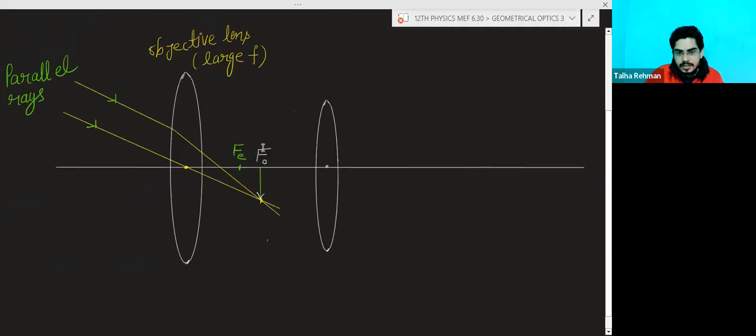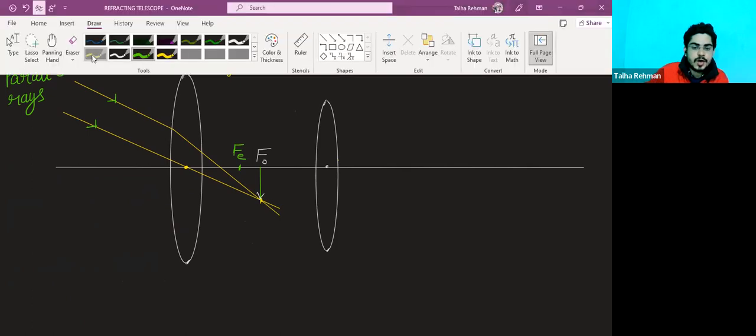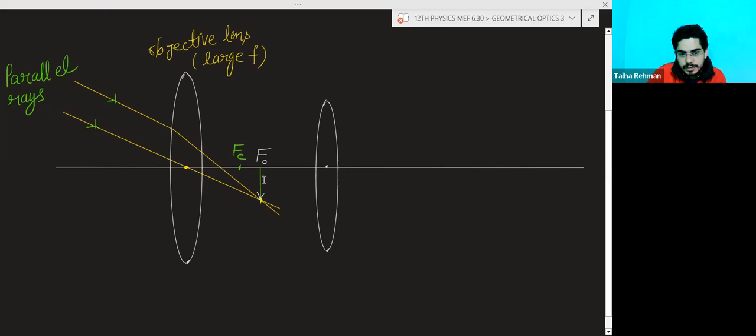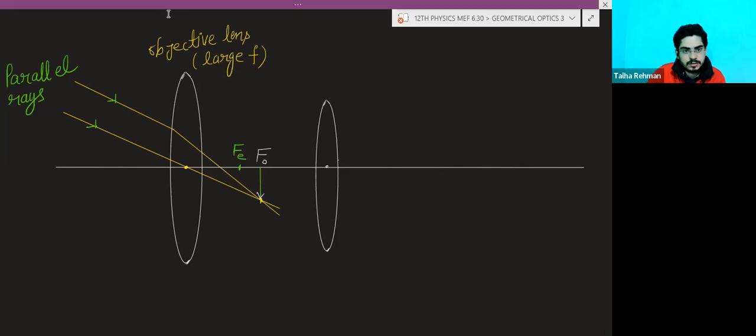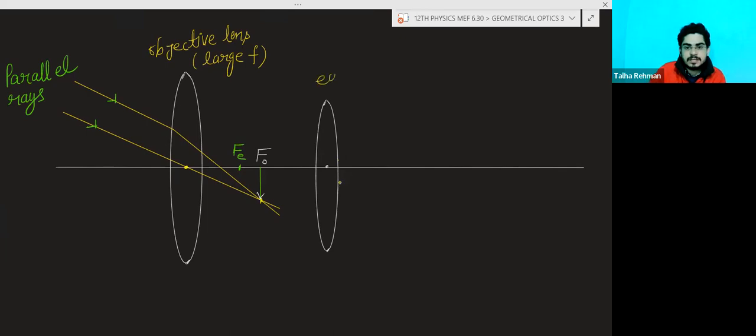Okay. This time, this is the virtual object and this is the object, you can say, and this is in between the optical center and the focus of the eyepiece lens. So for this object, the image will form. Okay, so we will draw the ray diagram again. So now this eyepiece lens will form the image of this object. Basically, this is the image for this objective lens, but this image is object for the eyepiece lens. This is eyepiece lens.